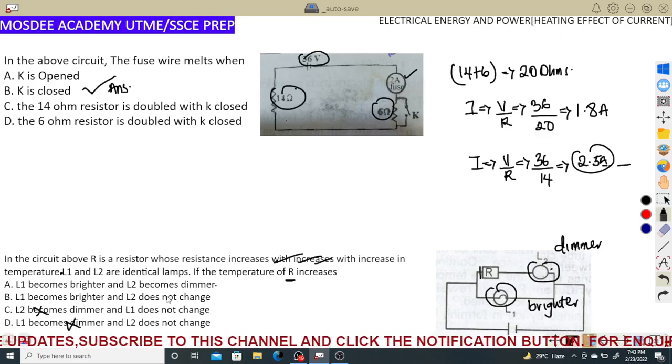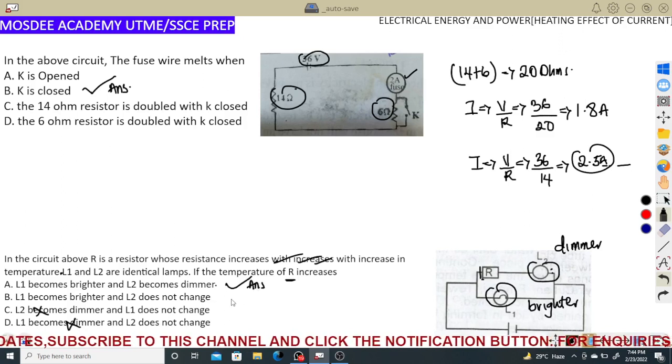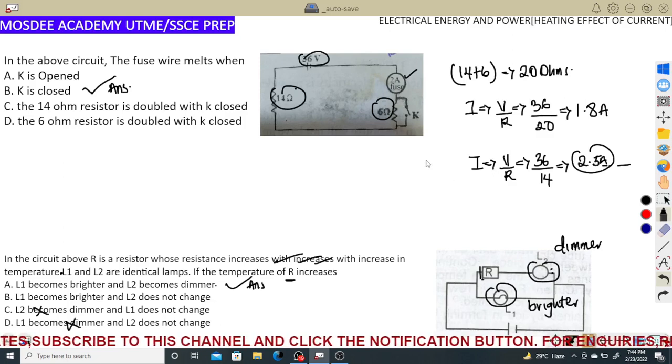L1 becomes brighter and L2 becomes dimmer. Very good, which is normal. L2 will become dimmer because most of the light coming from this gap has been absorbed by the resistor. So this will be dimmer. So this is the right answer to the question. Let it be known, there are some misconceptions in most of your test material, and that is where we are here to help you with all this.